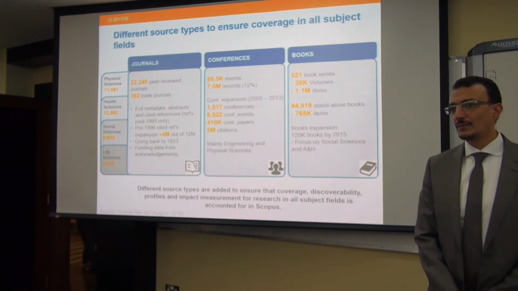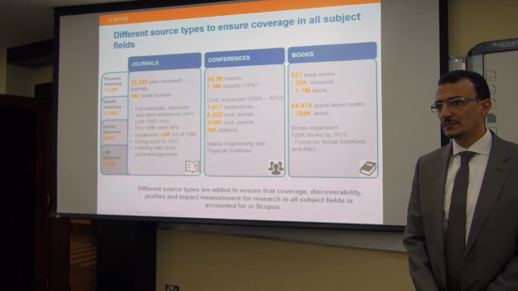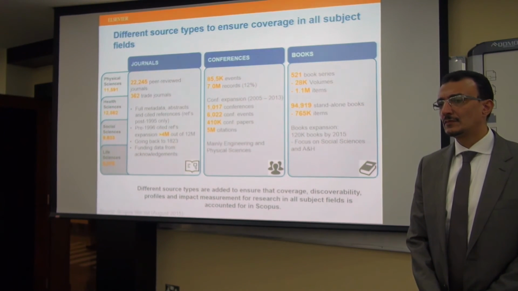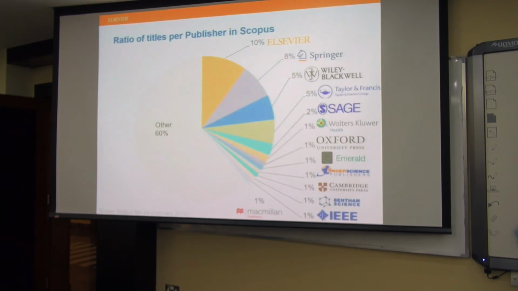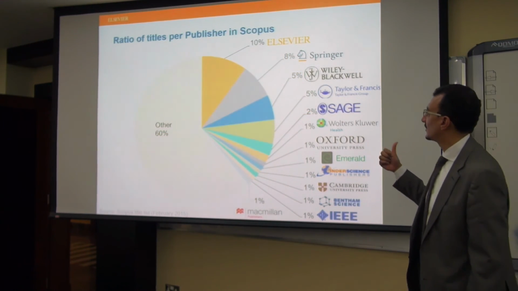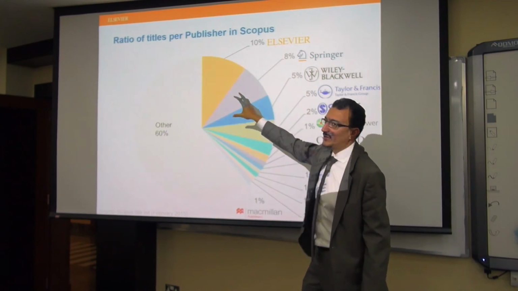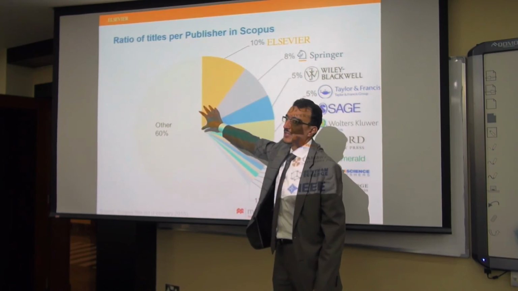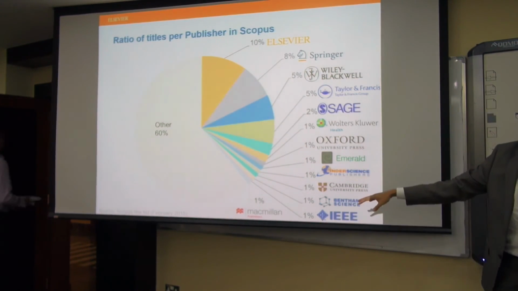Because if you're looking at the Emerald publications, only 1% of Emerald publications is Scopus indexed. That is one of the problems. No, it's not 1% of Emerald. It's 1% of the content of Scopus. Okay, it's the other way around. So, for example, Elsevier content consists of 10% of Scopus. Emerald is 1%. And these are the big publishers.